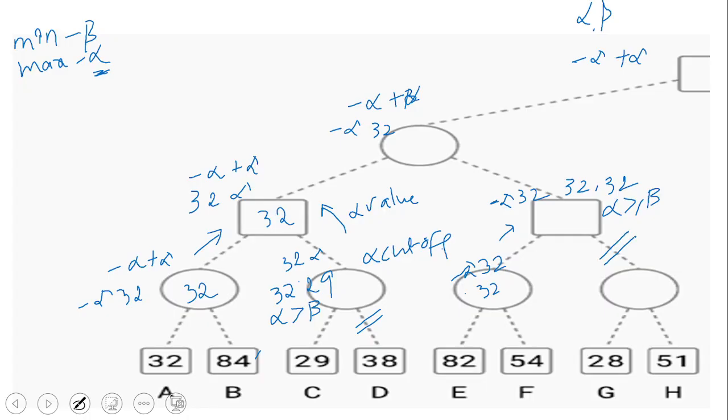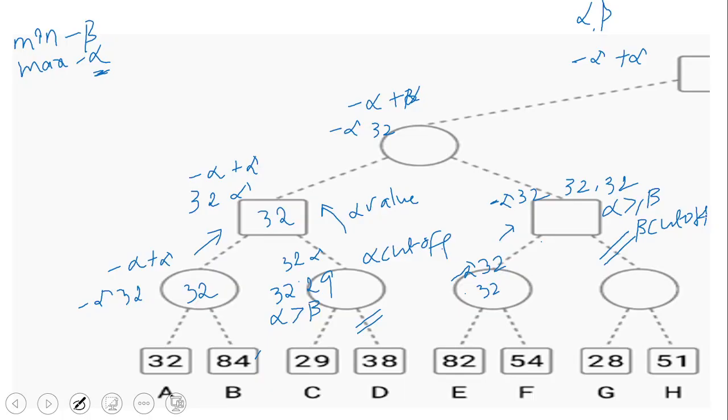This cutoff condition happens at the maximum node, so this is called the beta cutoff. Previously, it occurred at the minimum node, and that's why we called it an alpha cutoff. Here we got it at the maximum node, that's why we get it as a beta cutoff.